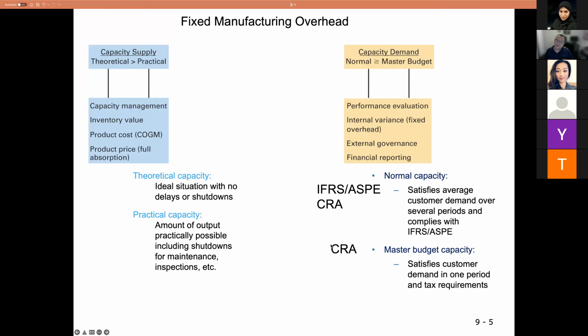If you really think about it, that's a very good question: when I'm calculating that overhead rate, which number should I use for the denominator? That's a very valid question. These slides provide us some very important insights. To stick with IFRS and ISB, you have to use the normal capacity. Do we have any questions on this slide?